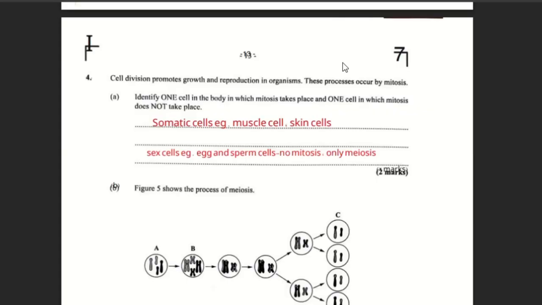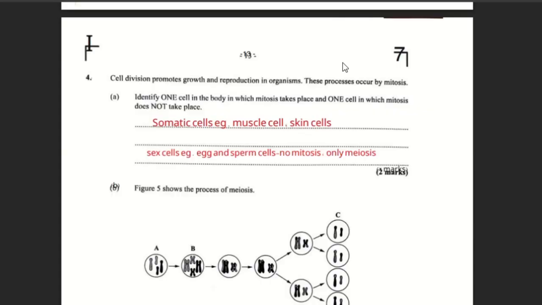So basically, the first question: identify one cell in the body in which mitosis takes place and one cell in which mitosis does not take place. Mitosis takes place in somatic cells. Somatic cells are the same thing as body cells, right? It's just a fancy name for body cells. So cells that mitosis takes place in would be like our muscle cells, skin cells, cells like that.